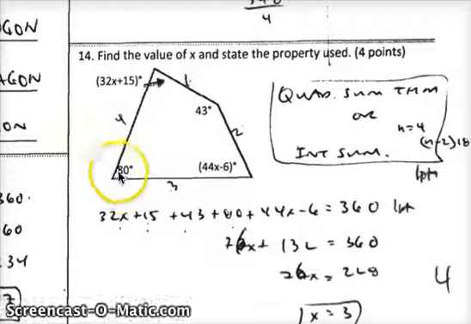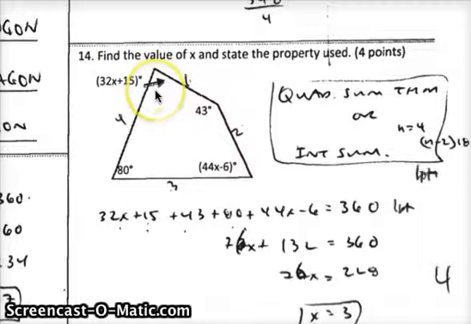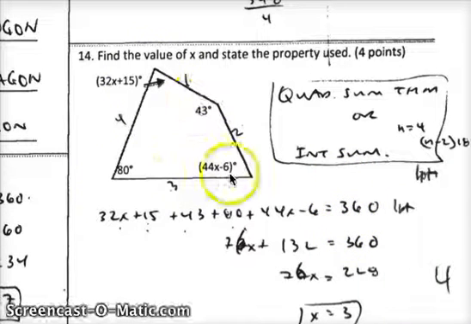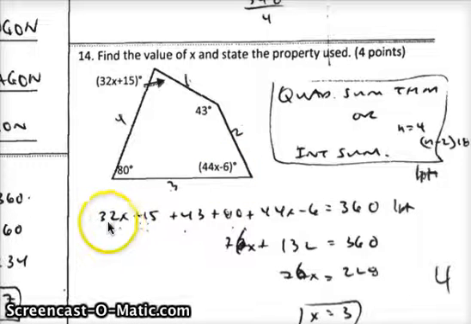A regular polygon would be if all the sides are congruent and all the angles are congruent, which it's not. Okay? So use n minus 2 times 180. That'll give you an interior sum of 360 degrees. And then I just add up all of these. And when you combine like terms, 32x and 44x, you'll get 76x.